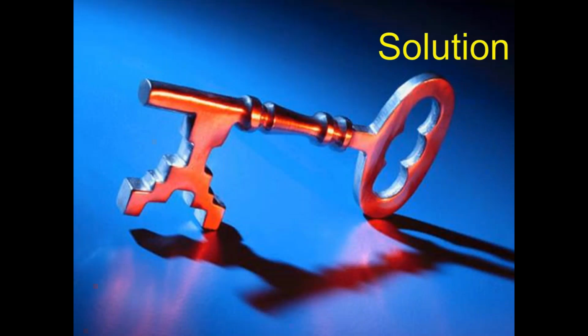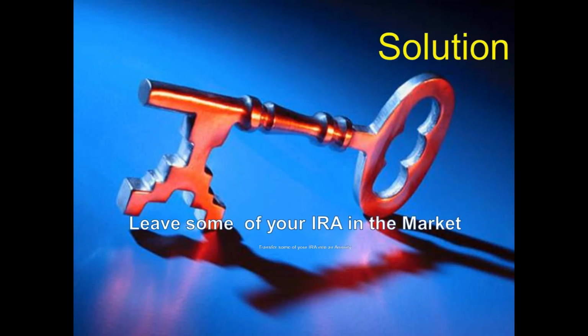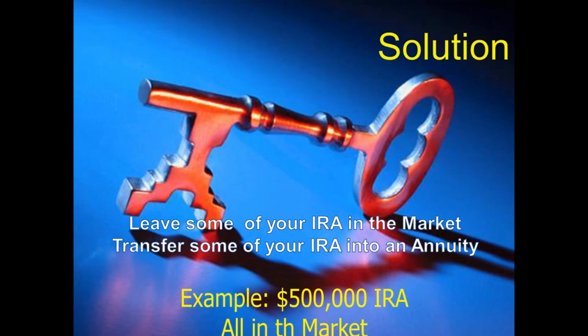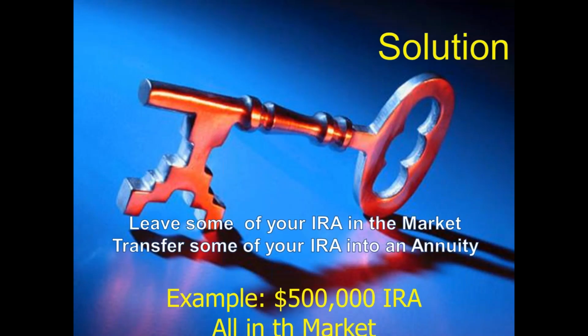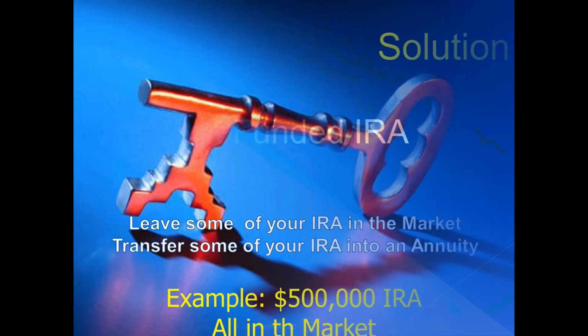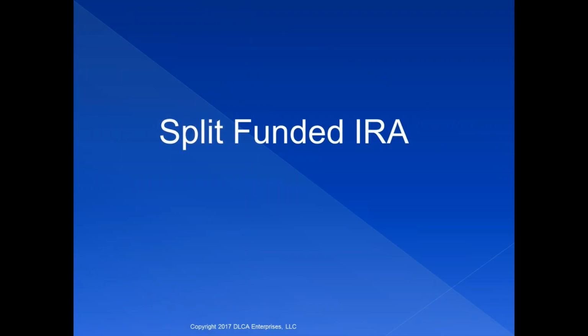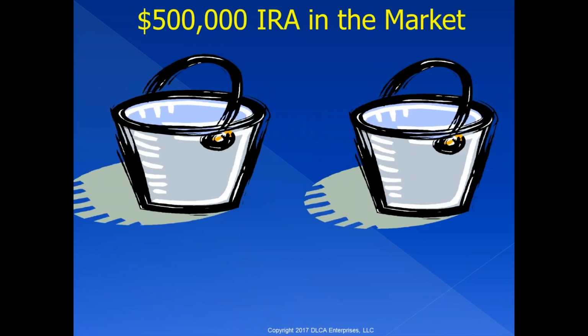So let's look at the solution. How do we fix that problem? My recommendation again is leave some of your IRA in the market and transfer some of your IRA into an annuity. And I'm going to use an example, and in this example, this individual has $500,000 in the IRA, and all of this money is in the market. So when you met this client, they had $500,000. It was all in their 401k or some other way invested in the market. So I'm going to introduce to you what is called the split-funded IRA. I'm going to show you how it works.